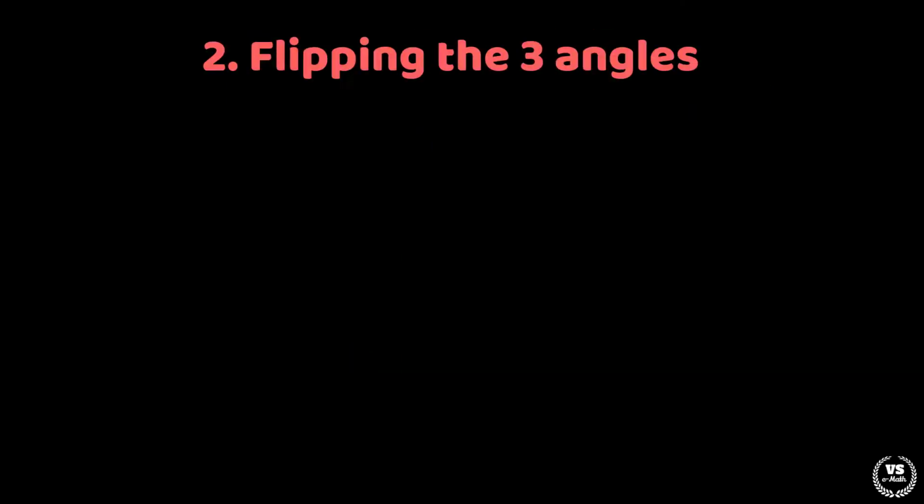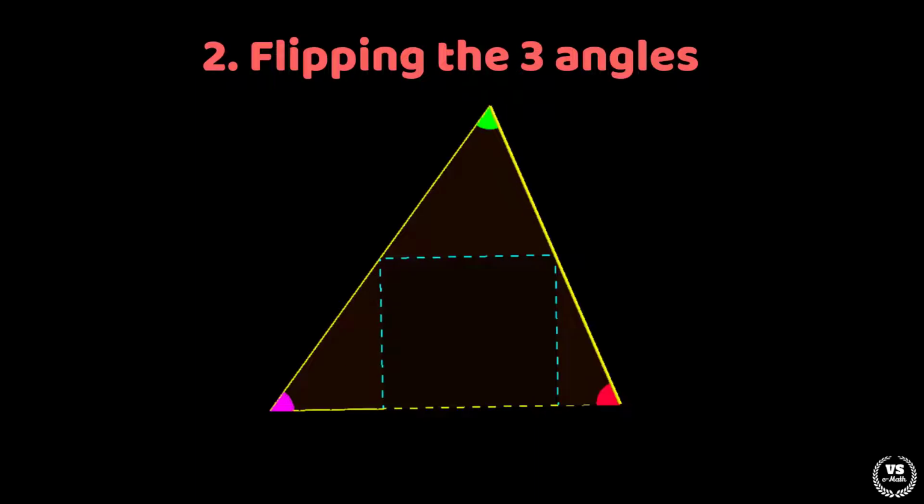The next method is flipping the three angles. Now look here. By doing so, we get a straight angle. In other words, the sum of the three angles is 180 degrees.